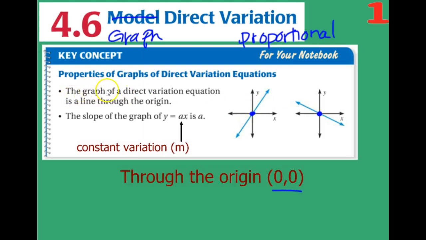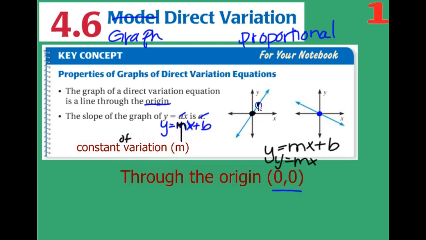So that's what it says right here. The graph of a direct variation equation is a line through the origin. The slope of the graph of y equals ax is a. So this is just another way of saying y equals mx plus b. I don't know why they use the letter a. Just use m instead like we normally do. And they didn't put plus b on here because b is always going to be 0. So instead of writing y equals mx plus b, they wrote y equals mx because we don't really write plus 0. And then if you ever hear what is the constant of variation, that is just your slope, m.